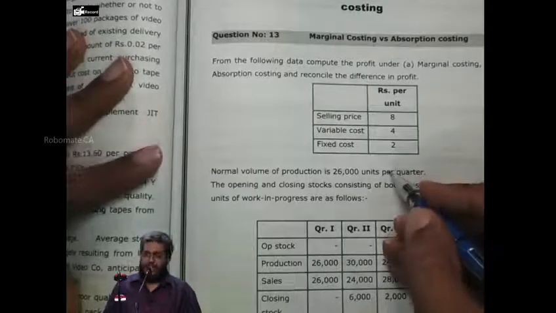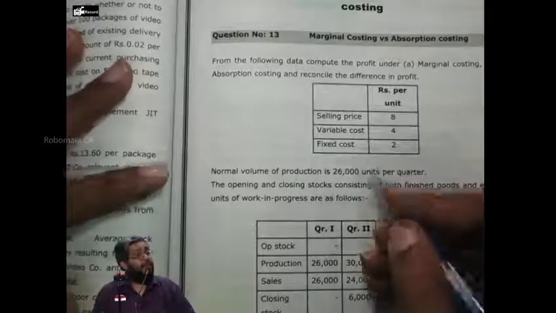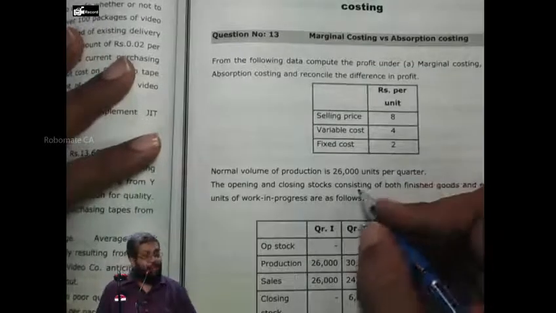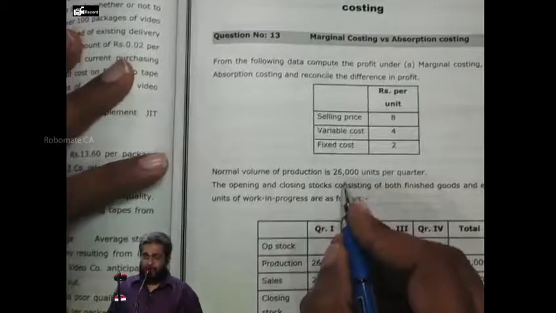Fixed manufacturing overheads per unit. Is this budgeted or actual? Budgeted. It is a predetermined rate. How is it calculated? BFO divided by BO. Where BO is what? Normal capacity. 26,000 units normal capacity.